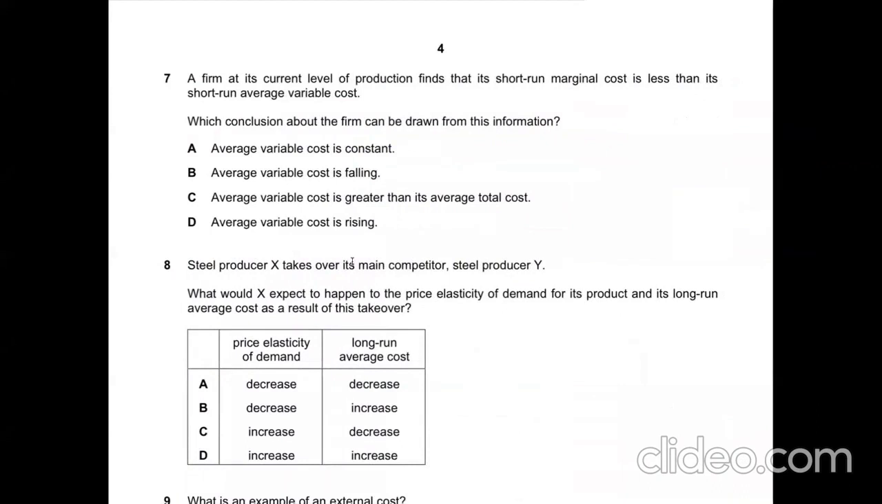Question 7. A firm at its current level of production finds that its short-run marginal cost is less than its short-run average variable cost. Which conclusion about the firm can be drawn from this information? Marginal cost is the type of the cost that you spend to produce your current output level. And if it is lower than your overall variable cost, it means anytime soon your average cost also is going to decrease. So the answer has to be B.